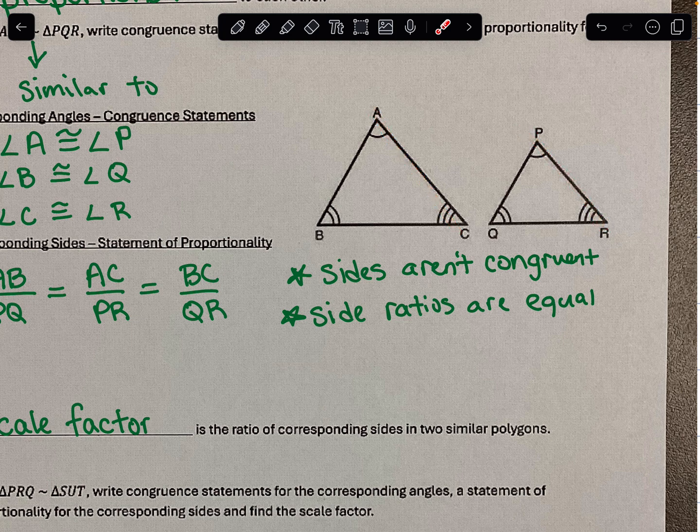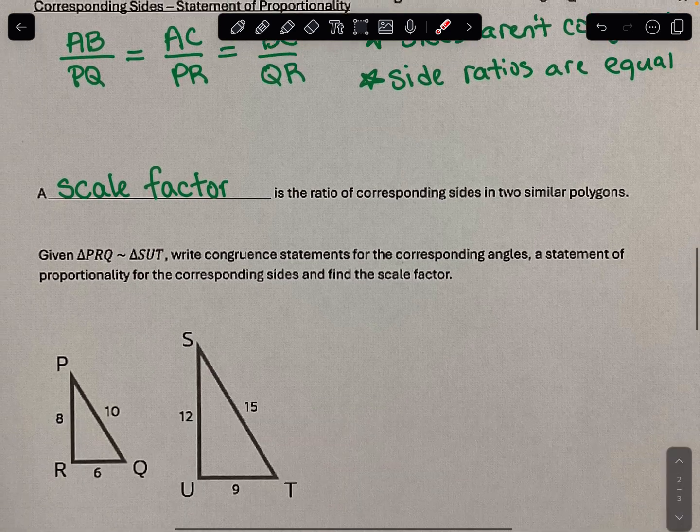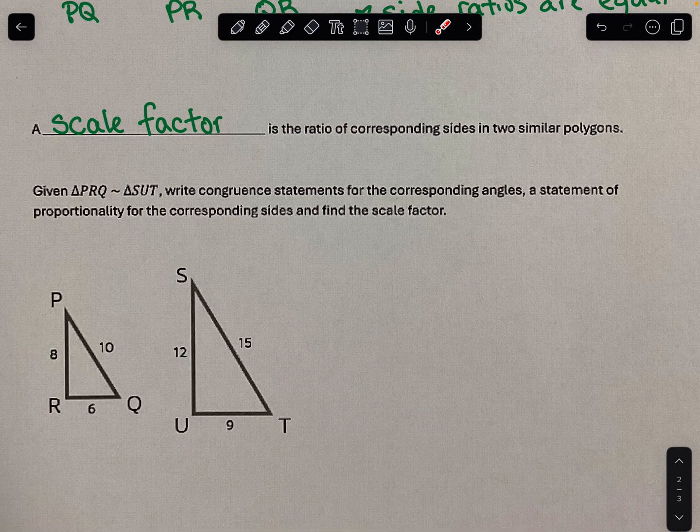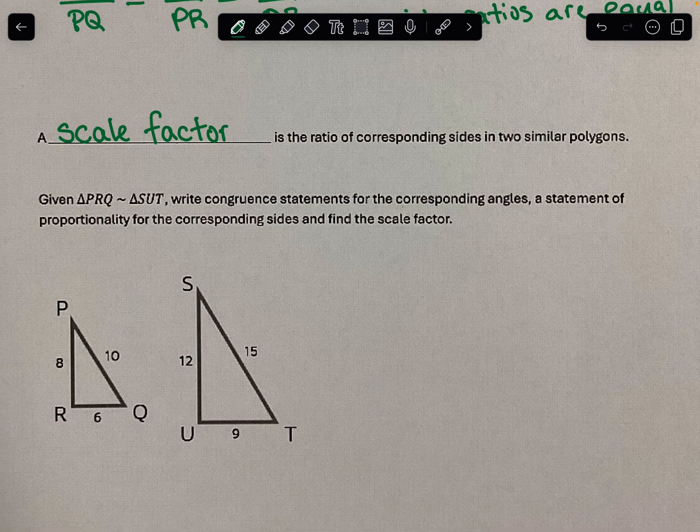then you will get that scale factor, okay? All right, so given triangle PRQ is similar to triangle SUT, write congruent statements for the angles that correspond, and then a statement of proportionality for the corresponding sides, and then we'll find scale factor at the end, okay? So let's start with angles because those will be our easy ones first.